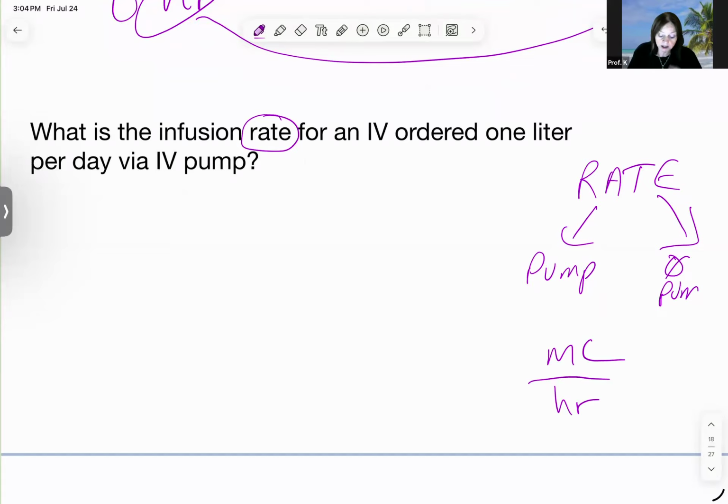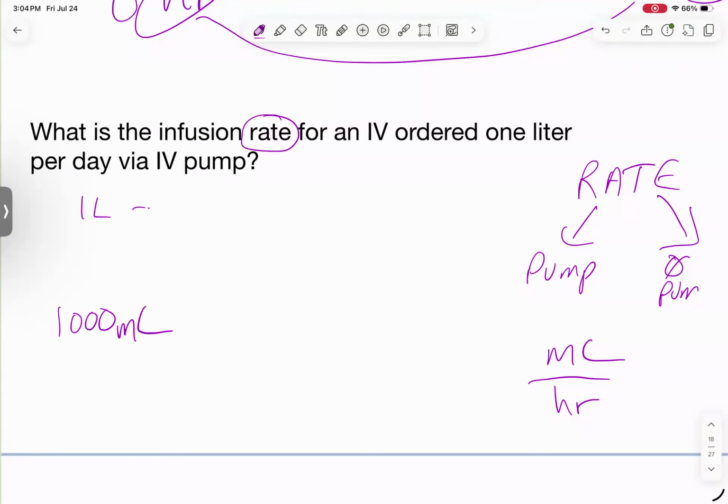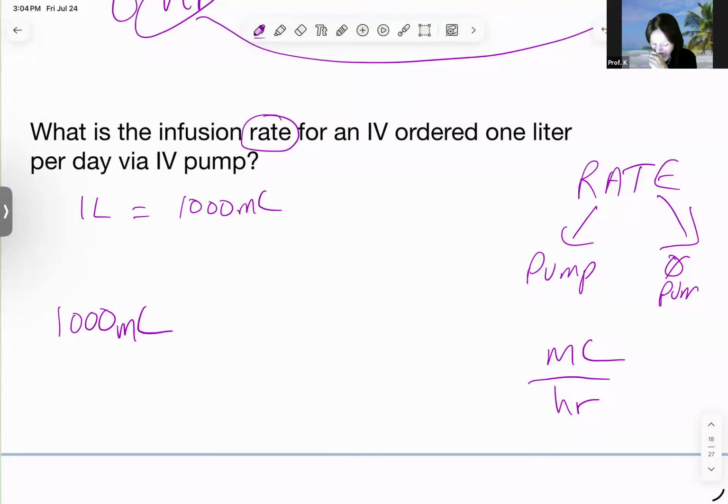So the doctor said give 1 liter per day. How many milliliters is a liter? 1,000. I can do the conversion in my head. 1,000 milliliters per day. There are 24 hours in a day.